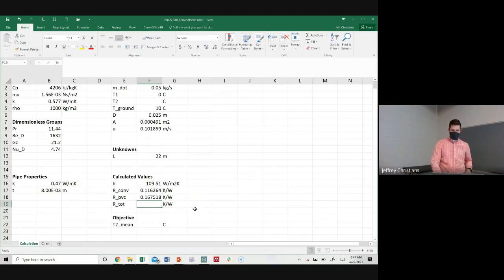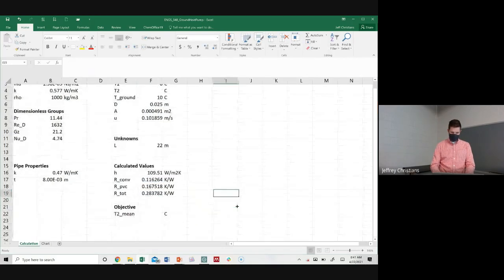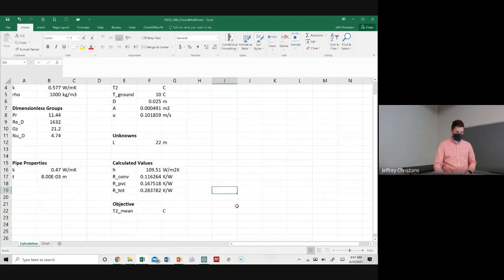All right, so we can see here we actually have the thermal resistances are on the same order, about 0.1-ish. So we couldn't say heat transfer is slowed by just one of those things; both are on kind of the same scale. Our total, because these are in series, is just the addition. And then we have to find T2.